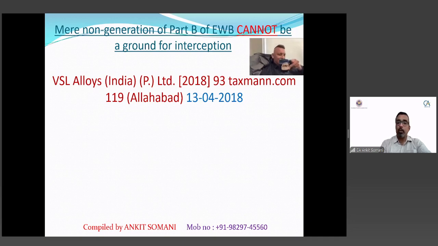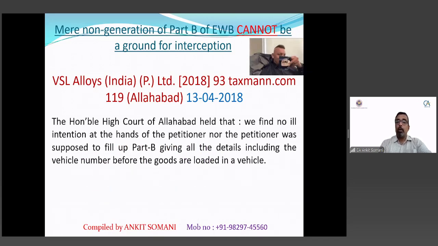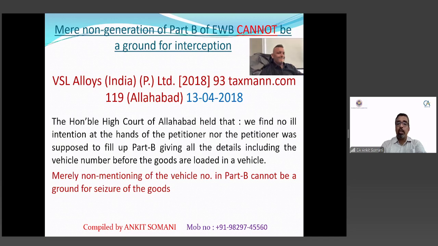VSL Alloys India Private Limited, 2018, Allahabad High Court. The Honorable High Court of Allahabad held that we find no ill intention on the part of the petitioner, nor was the petitioner supposed to fill Part B, giving all the details, including the vehicle number, before the goods are loaded in a vehicle. So again, this is a very important, very promising judgment, whereby the transporter is not exonerated from his liability of generating Part B. Because definitely this cannot be regarded as a fault of the original supplier. This cannot be regarded as a fault of the consignor. Merely non-mentioning of the vehicle number in Part B cannot be a ground for seizure of the goods.